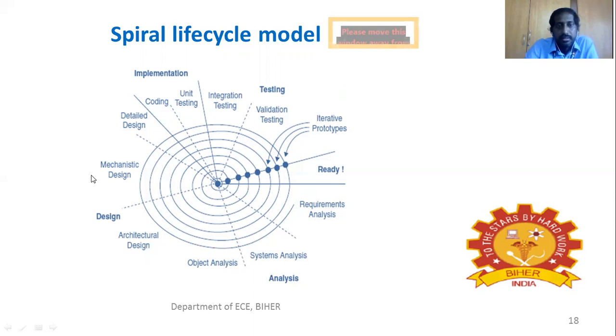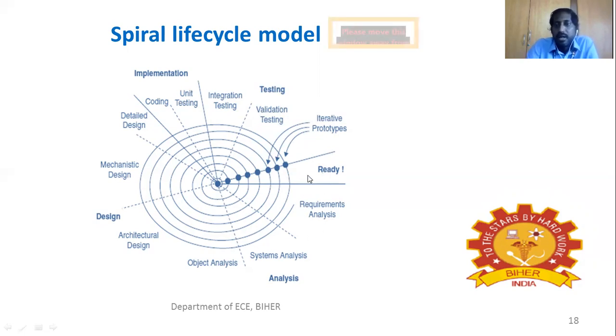After that, mechanistic design, and then we go for a final detailed design, and we implement the product using coding, and then we integrate the hardware and software, because then only do we form an embedded system, and then we validate the product through a testing process. We are designing iterative prototypes. So this is known as a spiral life cycle.